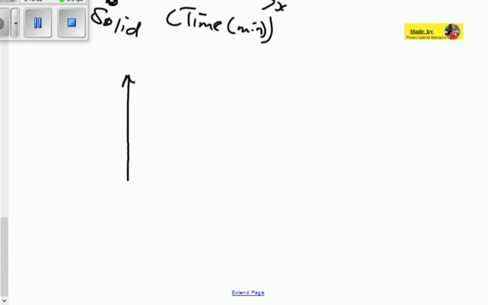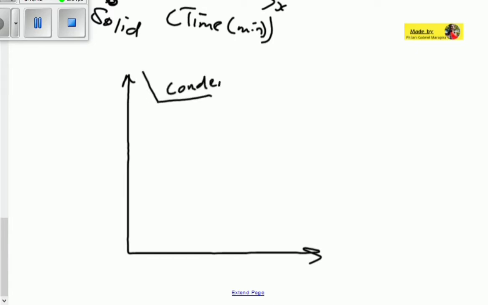So a cooling curve starts all the way there and condenses here. So here there's condensation taking place. Okay, so remember that a heating curve starts from a solid. It cannot start from a gas, because if you apply heat to a gas, nothing actually happens to it.